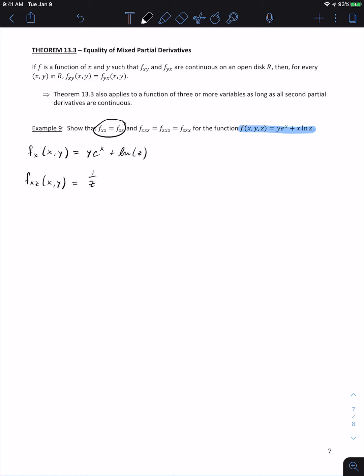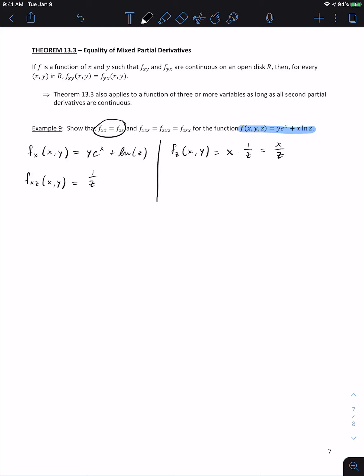Okay, so now let's go the other way around. Let's take the partial derivative with respect to z first. I'm looking at the blue function now, and taking the partial derivative with respect to z. The first term has no z's in it, so it's a constant. Then if I took the derivative with respect to z, the x is like a constant, and I'd multiply it times the derivative of ln of z with respect to z, which is 1 over z. So I end up with x over z.